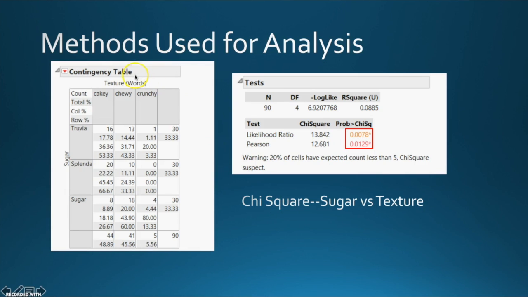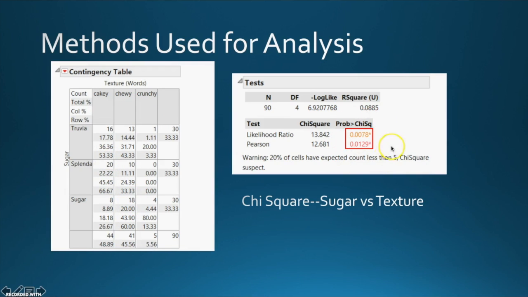Now looking at this contingency table for the mosaic plot, we can see the actual values that are here. So 16 people rated the Truvia cookies as being more cakey. And same with Splenda, 20 people rated it as cakey, and 18 right here rated it as chewy.